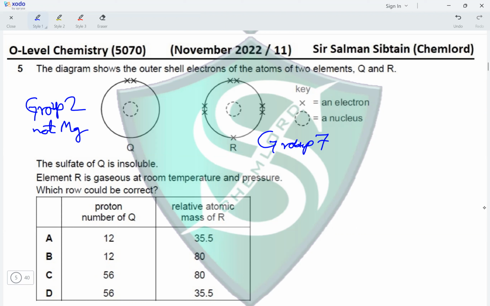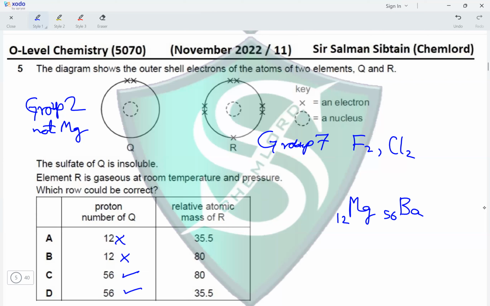Okay, element R is gaseous at room temperature and pressure. So this belongs to group 7. So these are halogens. The gases are fluorine and chlorine. Bromine is a liquid, iodine is a solid. Okay, which row could be correct? Proton number of Q. Okay, so looking at the periodic table, magnesium has a proton number of 12 and barium has a proton number of 56. So we have already concluded it cannot be magnesium. So options A and B are wrong.